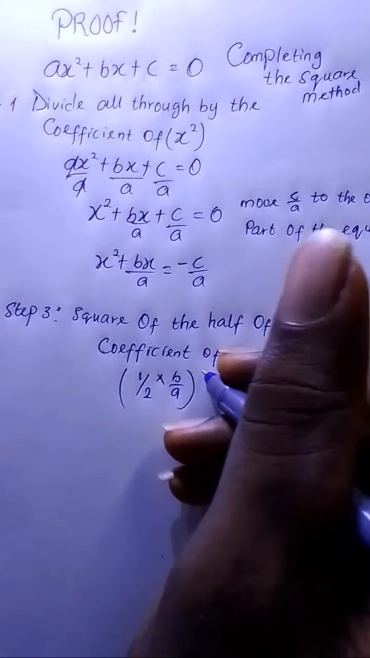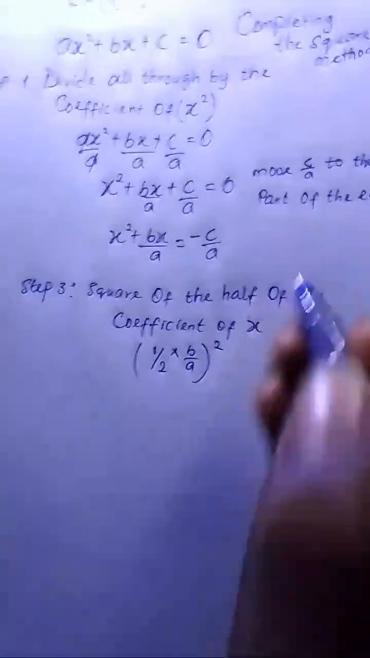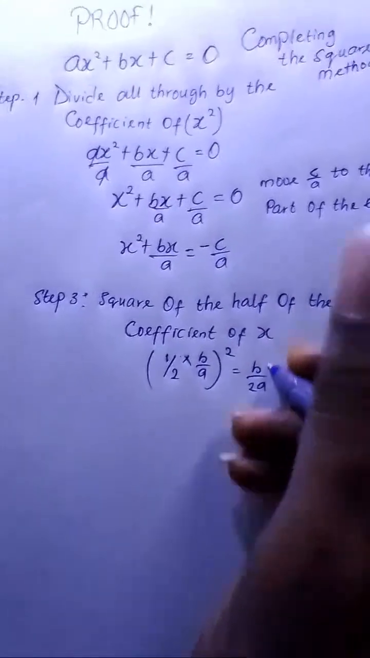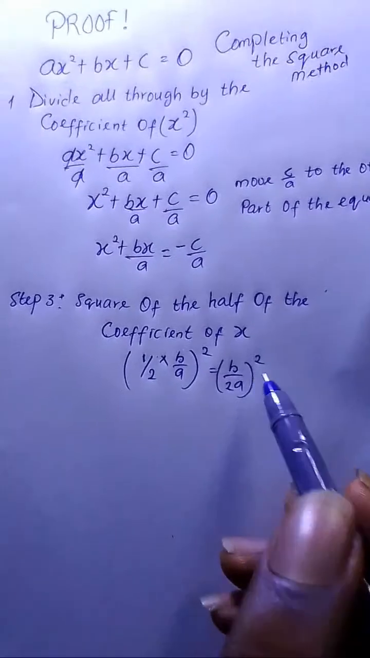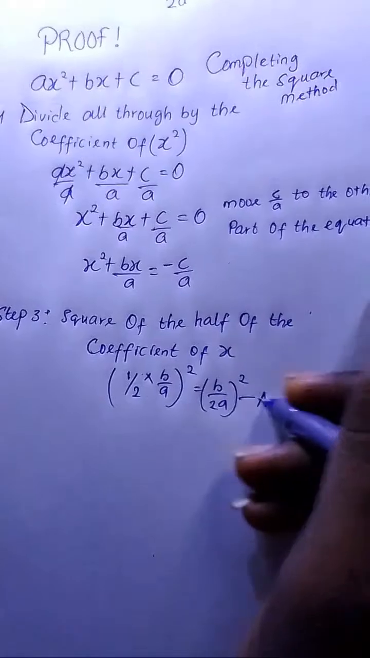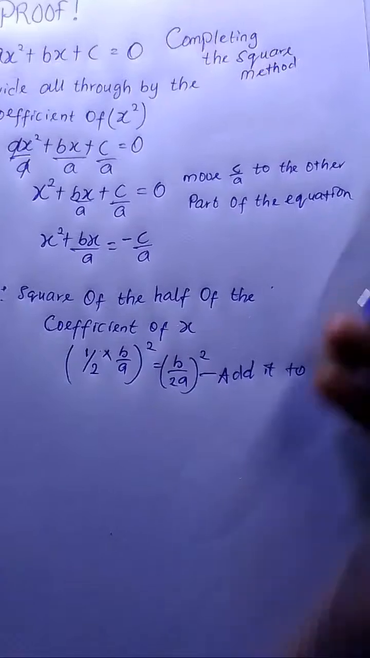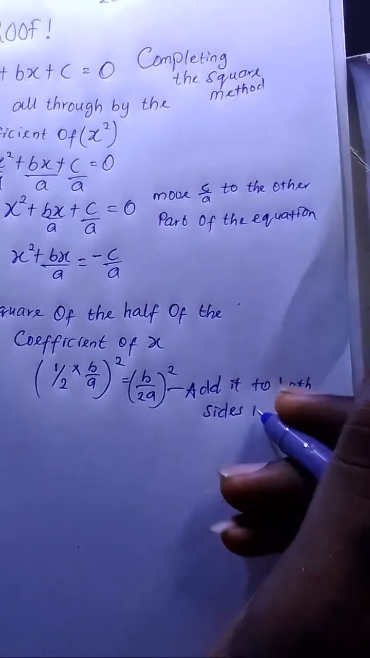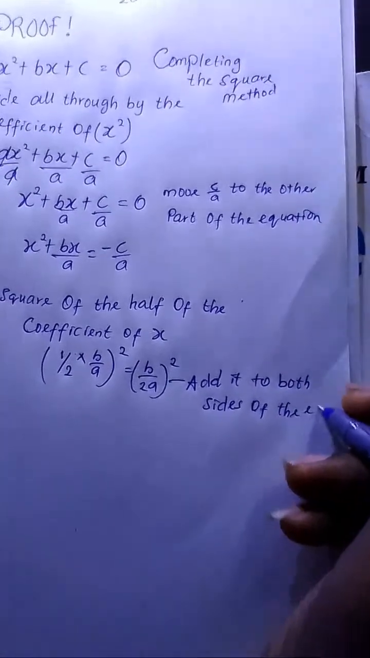So half of it, and the square of the half of the coefficient of x: 1 times b equals b, 2 times a equals 2a, squared. So b over 2a squared. This is the square of the half of the coefficient of x. We're going to add it to both sides of the equation, right?